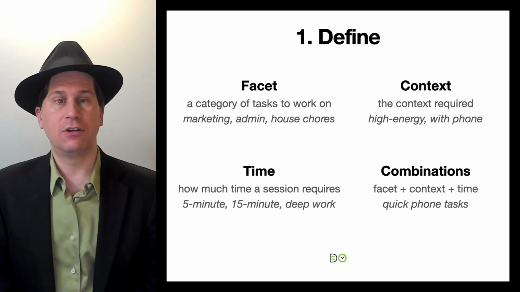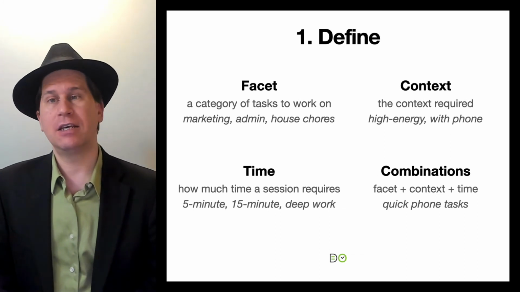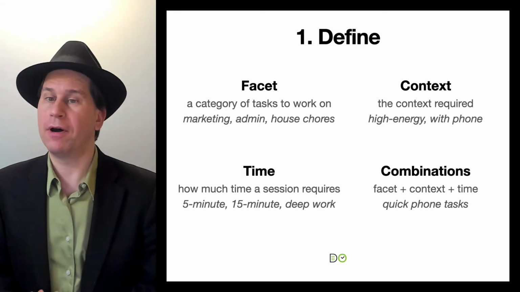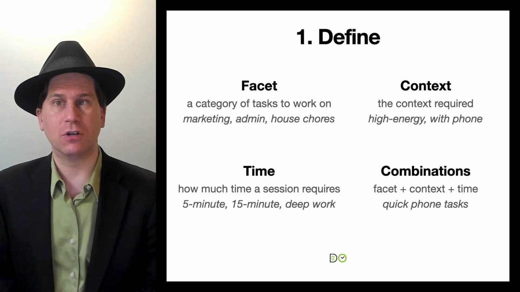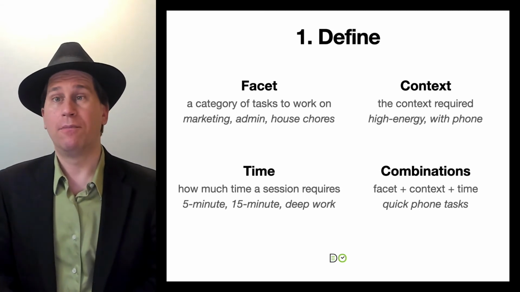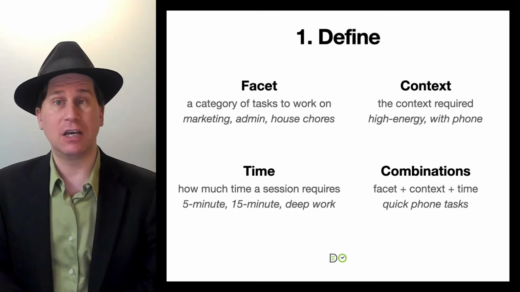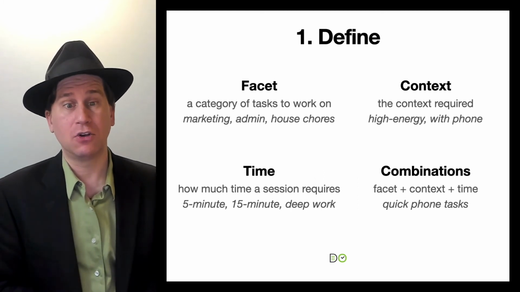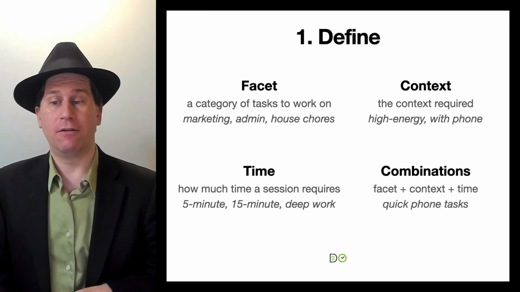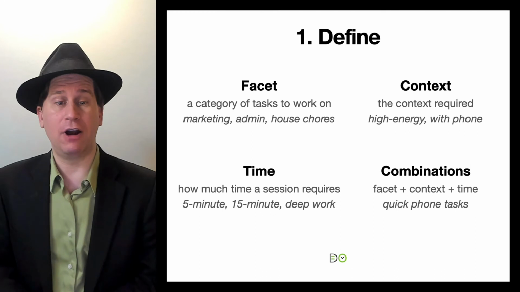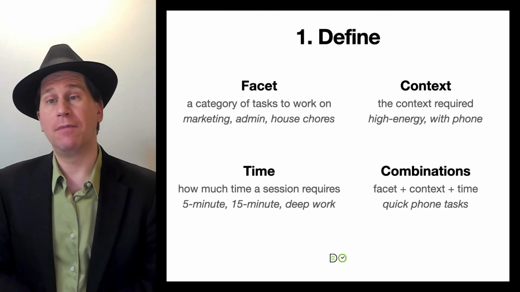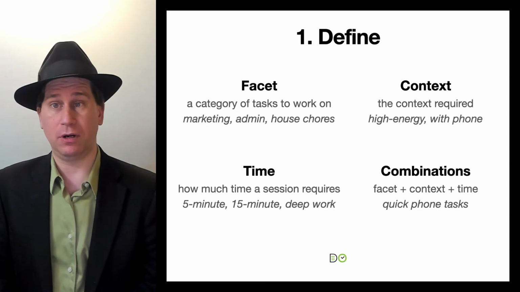So first, defining our task stack. As I mentioned before, we can do it the same ways we defined a time block. So define by facet: marketing, admin, house chores; by context, high energy with our phone; by time, like these are 5-minute tasks, 15-minute tasks, deep work tasks, or a combination thereof. So I might have 5-minute tasks I can do with my phone that are admin tasks. So those are quick phone tasks, right? That I might be able to do when I'm standing in line somewhere.